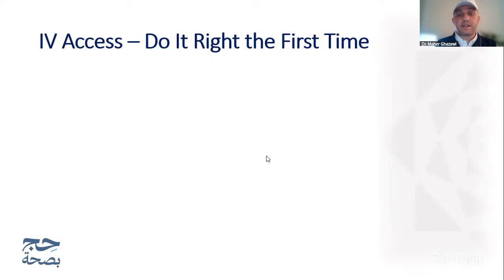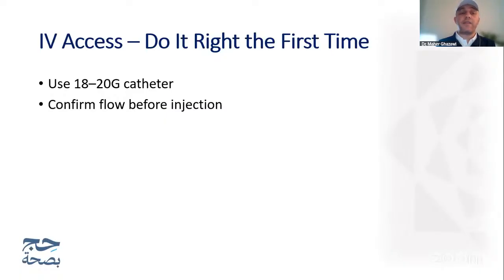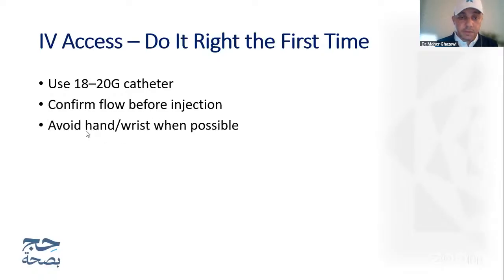Regarding the IV access, do it right the first time, okay? Avoid repeating cannulation. Use an 18 or 20 gauge catheter. 20 is good for angiography, and always insert the catheter within the antecubital fossa, okay? Confirm flow before injection and avoid the hand or wrist as much as you can.